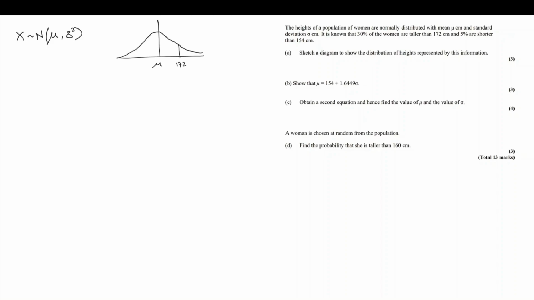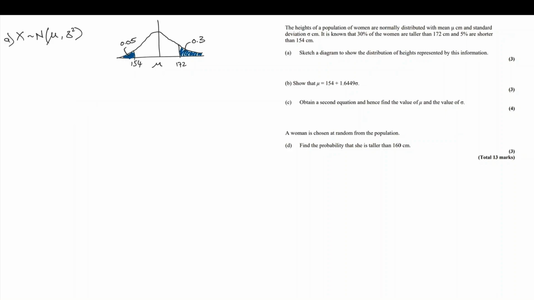Now, the tall women, 172, there are 30% taller than that. So 172, and I've got 30% off in this region. Shorter women over here, 154, only 5% are shorter than 154. So I've got both of these labeled on the diagram, and I've also annotated the probability or proportion that belongs in each of these two shaded regions.